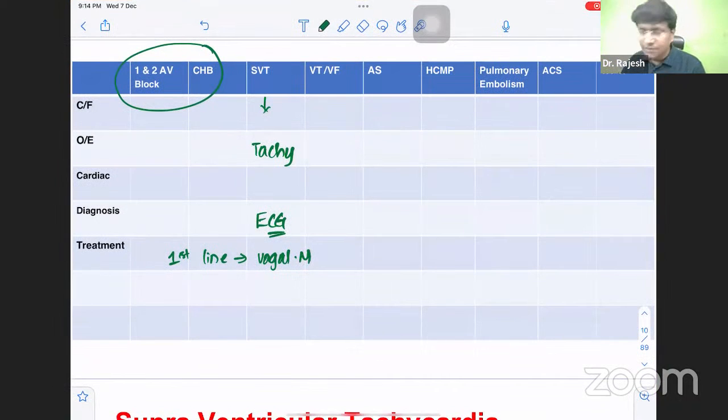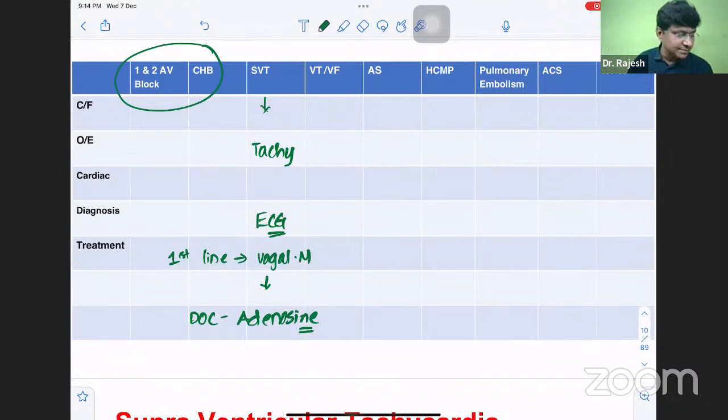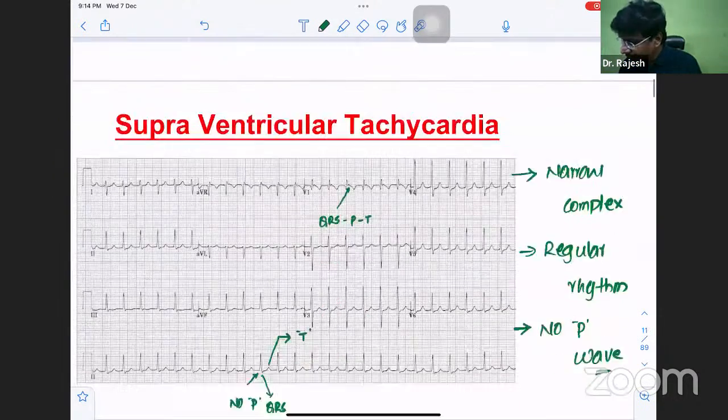Right? The stimulation of the vagal maneuvers will be the first line treatment. And if the vagal maneuvers fail, what will be the drug of choice? The drug of choice will be adenosine. Okay, drug of choice will be adenosine.